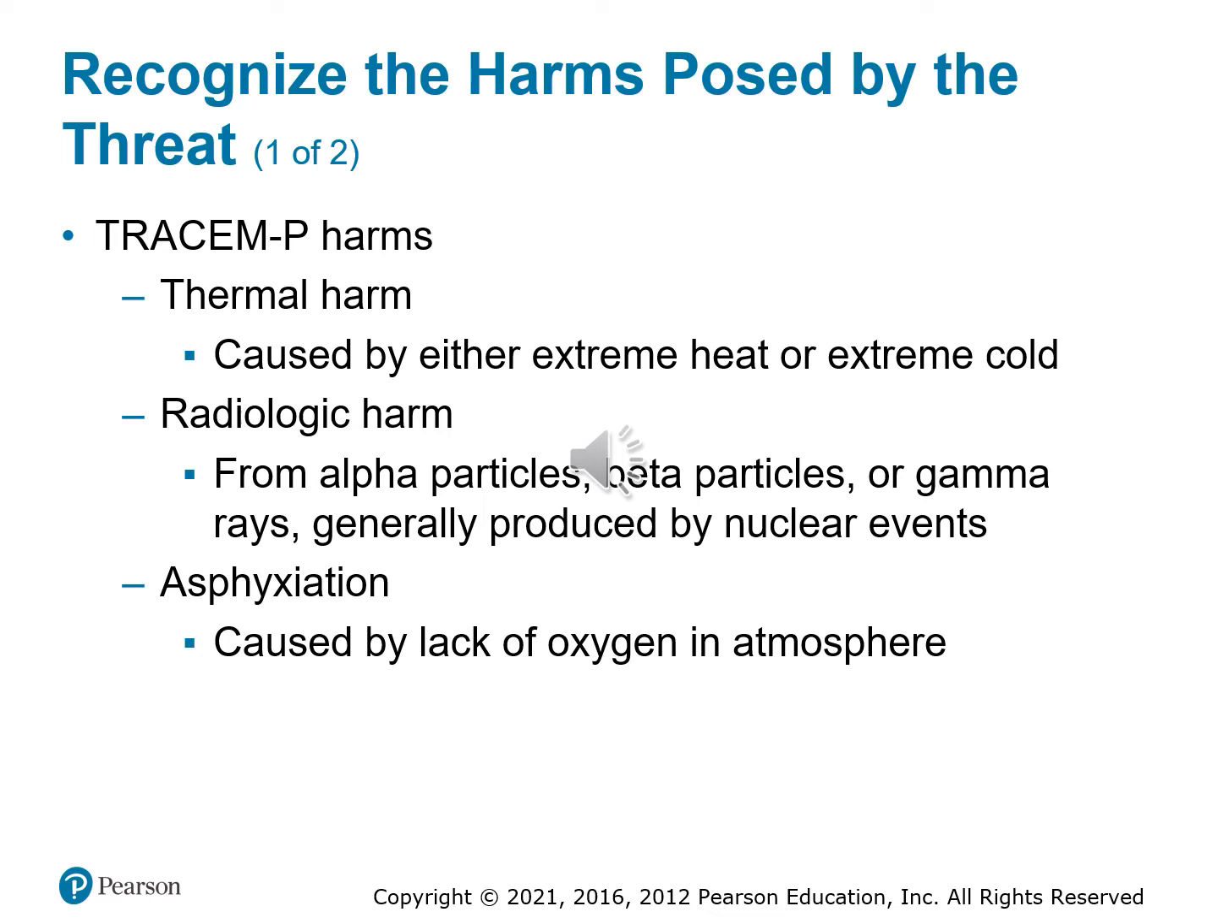Next one's going to be radiological harm, which is from the alpha particles, beta particles, or gamma rays that are generally produced by nuclear events, nuclear fuels, and they're the byproduct of nuclear production or nuclear bombs. This will be a little bit of a rarity, but again, it is a potential threat. Next one is going to be asphyxiation, which is going to be caused by a lack of oxygen in the atmosphere. So any chemical that can decrease the oxygen level to below 19.5%, which is what you need for normal breathing, can be a threat to you as well.